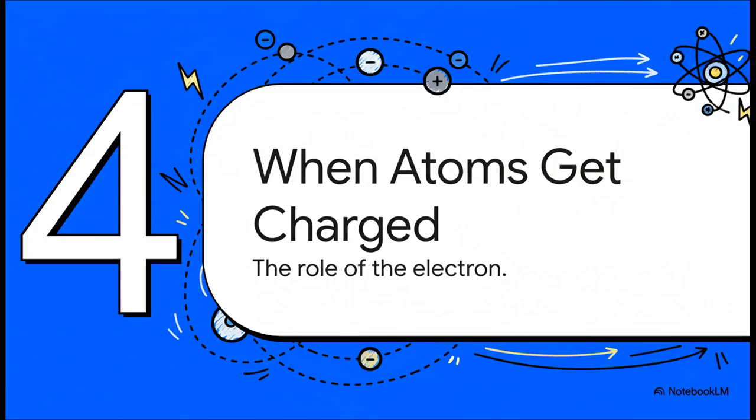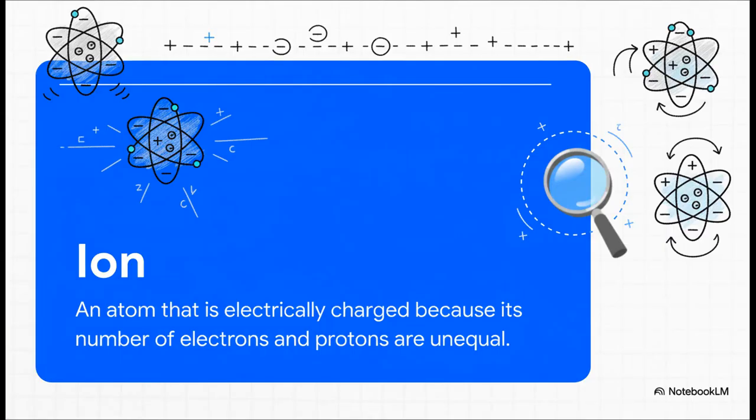Okay, so changing neutrons gives us isotopes. What about those other particles, the really lightweight electrons? What happens if we change their number? When you do that, you create an ion. See, in a normal neutral atom, the number of positive protons is perfectly balanced by the number of negative electrons. The charges cancel out. But as soon as you mess with that balance, the whole atom gets an electrical charge.